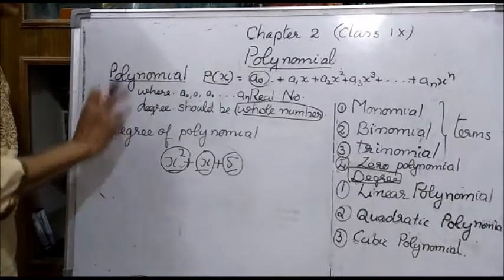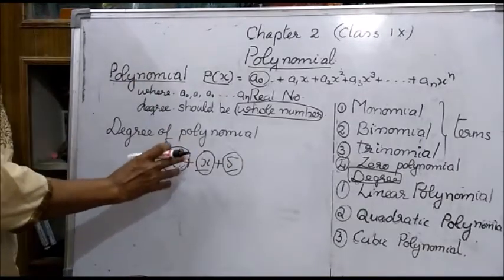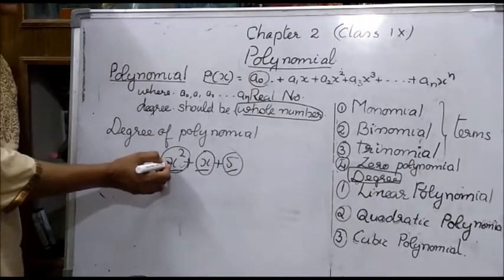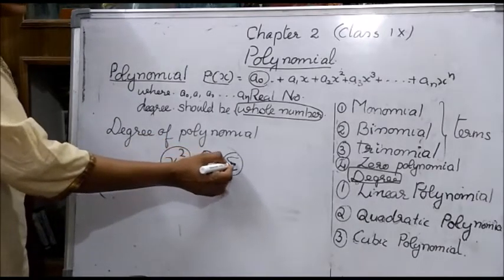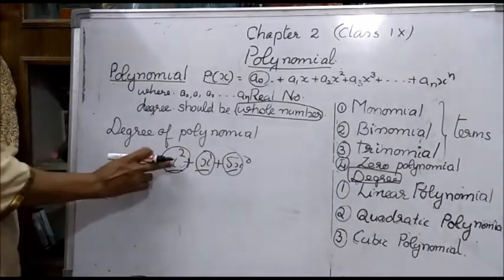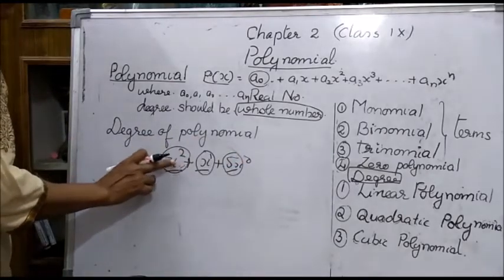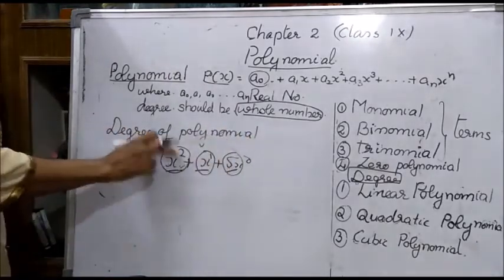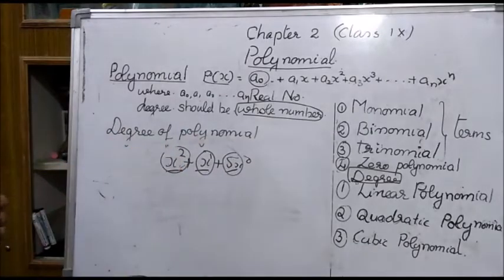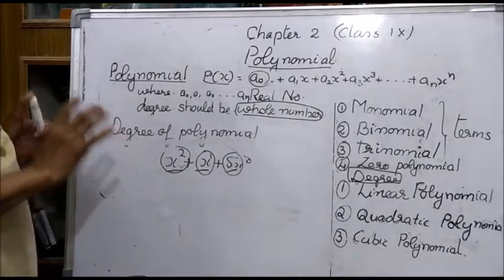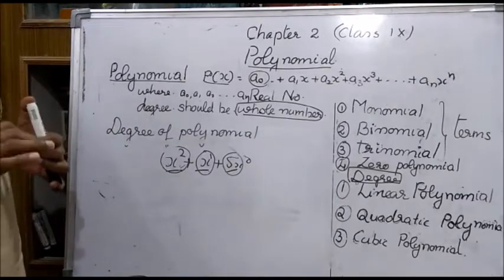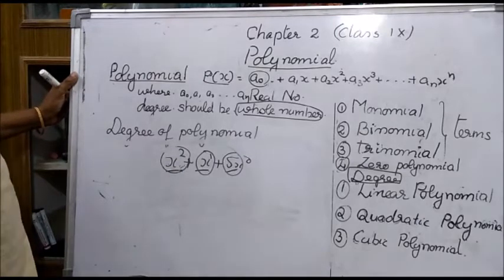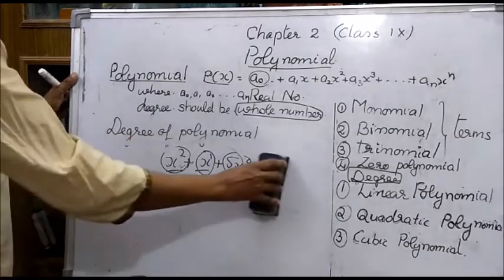So, for degree, we first want to find the power of every term. Here, the power of this x is square. Here it is 1. Here it is x power 0. Now, the greatest power is 2. So the degree of this polynomial is 2. So we find the degree of each and every term, and the greatest power is the degree of that polynomial.